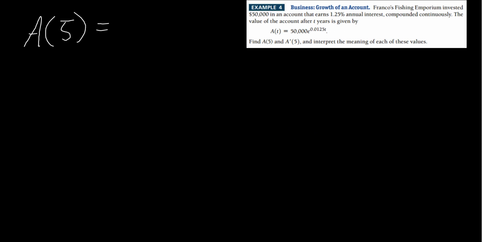$53,224.72. So interpreting the meaning of A of 5: after 5 years, my account that I deposited $50,000 into grew $3,224.72, which, by the way, is pretty bad.